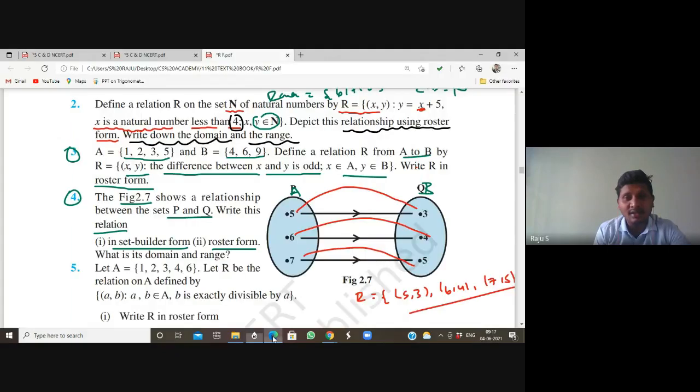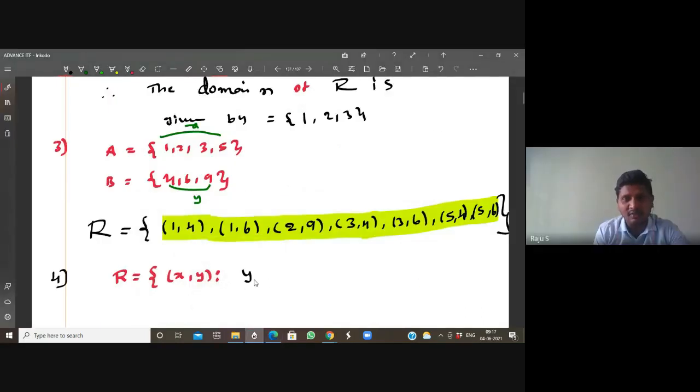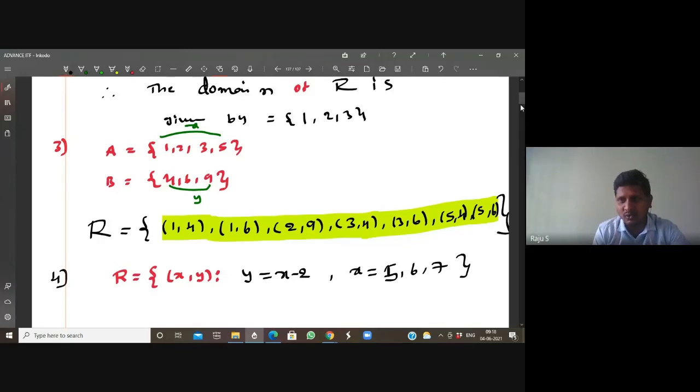What will you write here in the set builder form? Such that the difference between x and y is equal to 2, x belongs to A, y belongs to B. We can write like this; we can write in two, three ways. Y is equal to x minus 2. Then we should write x belongs to A, and what are the x values here? 5, 6, 7. So x is greater than or equal to 5 and less than or equal to 7. Okay, this is one way to write.